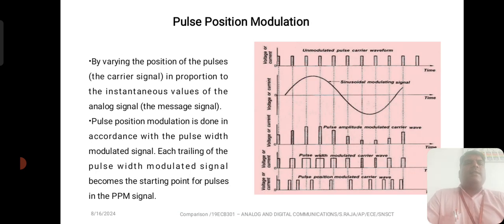Pulse position modulation, as the name indicates, varies the position of the pulses of the carrier signal in proportion to the instantaneous value of the input analog message signal. Pulse position modulation is done in accordance with the pulse width modulated signal. Each trailing edge of the pulse width modulated signal becomes the starting point of the pulses in PPM. So the process is the same as pulse width modulation, only the position alone is changing. If you see the figure, you can understand it thoroughly.